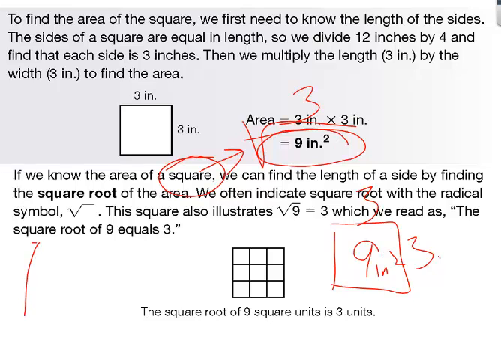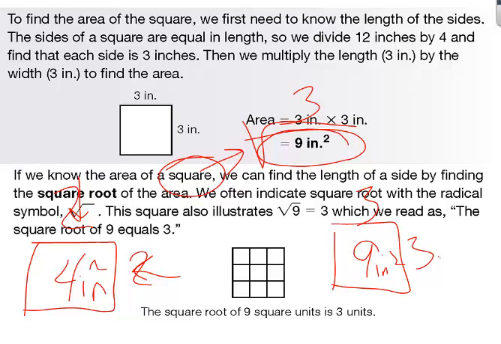So let me test you here. If I got a square and the area is 4 inches squared, what are its sides? How much is each one of these sides? It's going to be 2. 2 times 2 is 4. You understand? Let's try one more.